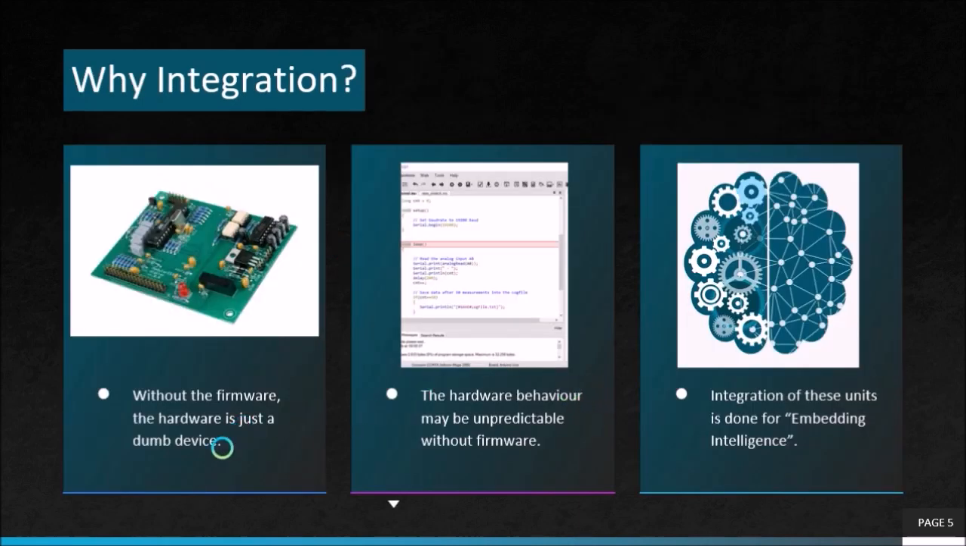Why integration? Without the firmware, the hardware is just a dumb device. We cannot do much with some electronic components alone, and just like humans, the system needs to have a brain. So integration of these two modules is done to embed intelligence onto a dumb target board.